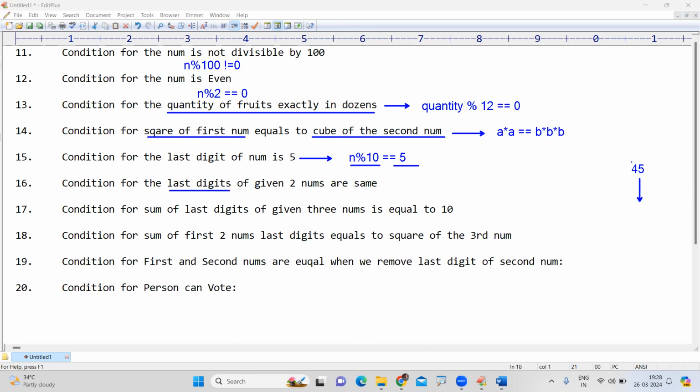Last digits of two numbers same. Suppose 23 and 43 are given. Yes, the last digits are the same. How can you check? The first number's last digit is equal to the second number's last digit.